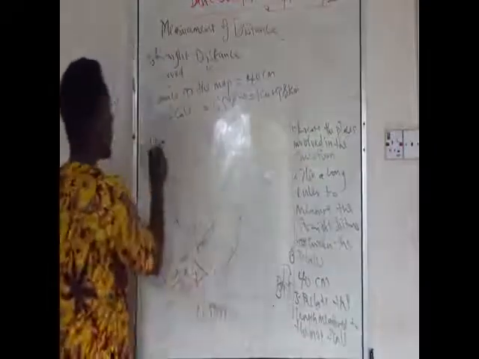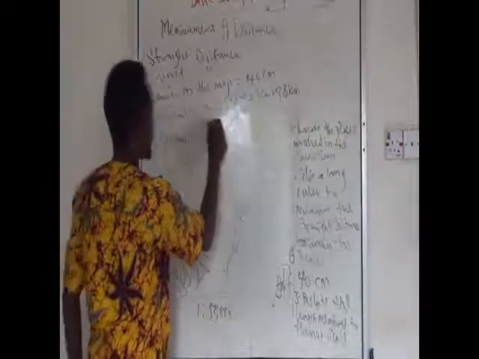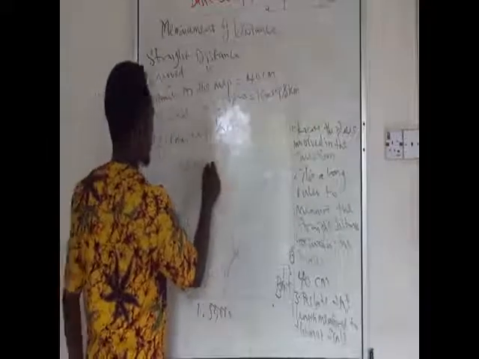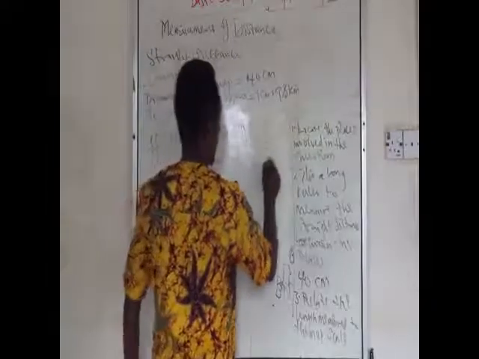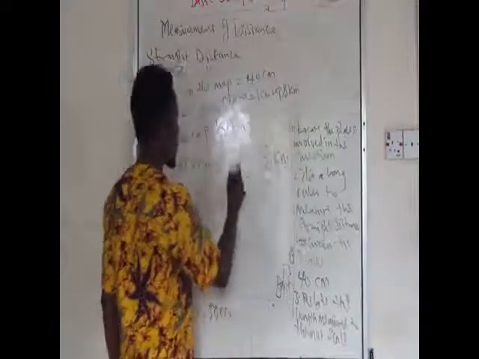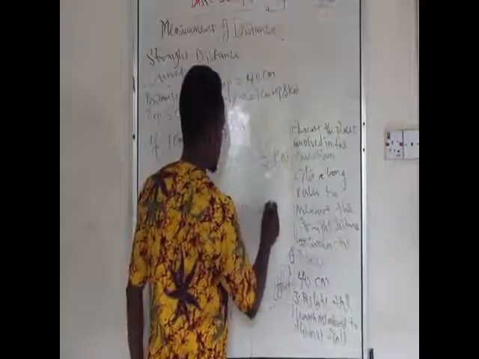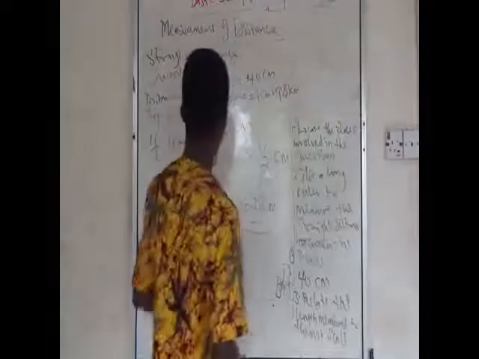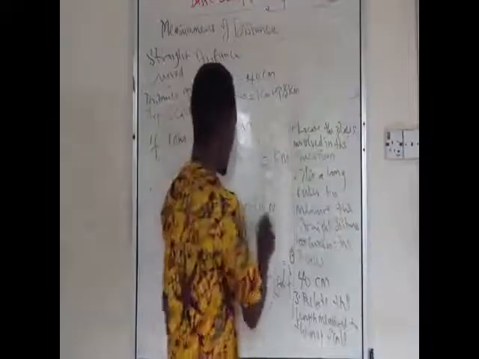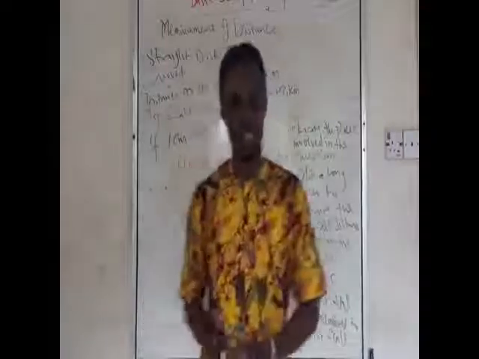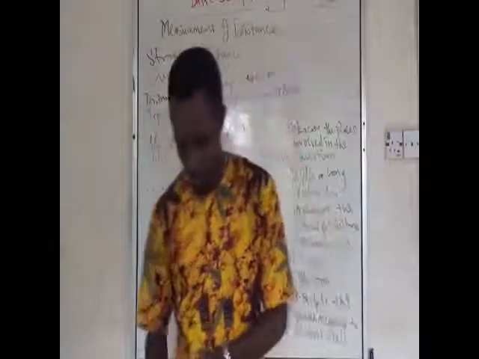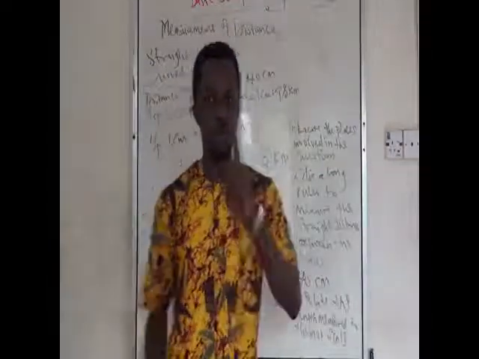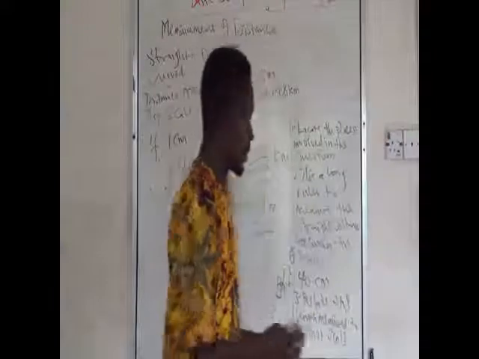Now, if 1 cm represents half km, therefore 40 cm is equal to 40 times 1/2 km. This cancels this, and what we end up having is 20 kilometers. So, the distance as the crow flies from town A to town B is 20 kilometers. And that is it. Alright. That's how to measure straight distance. Let us go to curved distance.